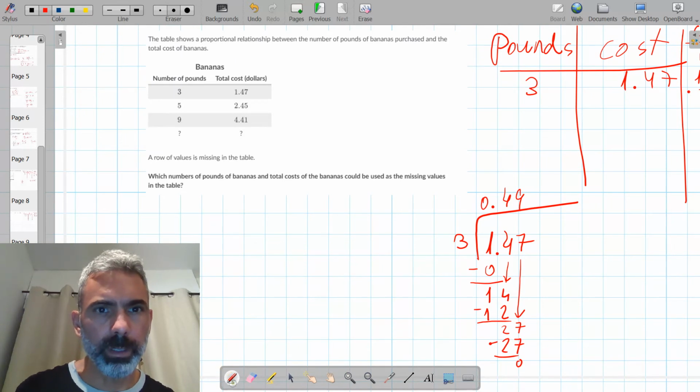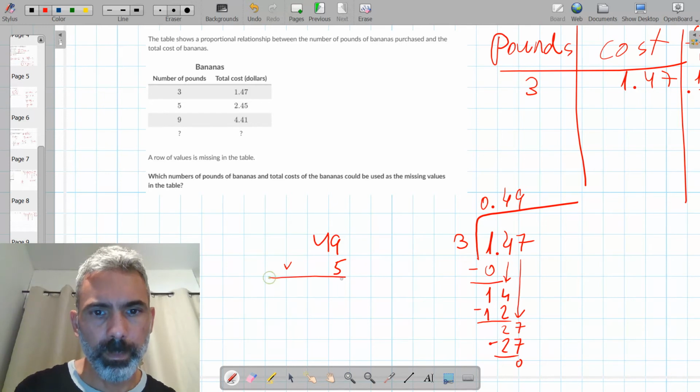Let's verify that the second pair is also 49 cents, so 5 times 49. 5 times 9 is 45. 5 times 4 is 20, plus 4 is 24.